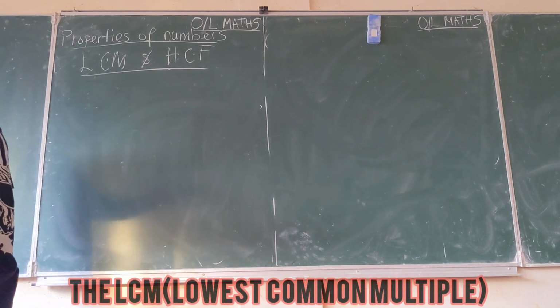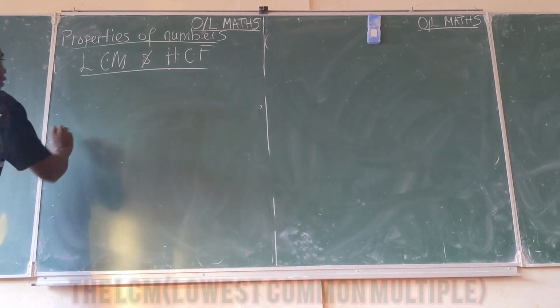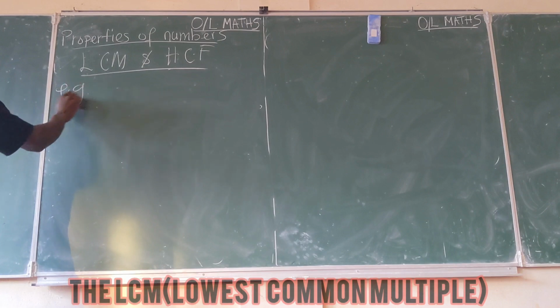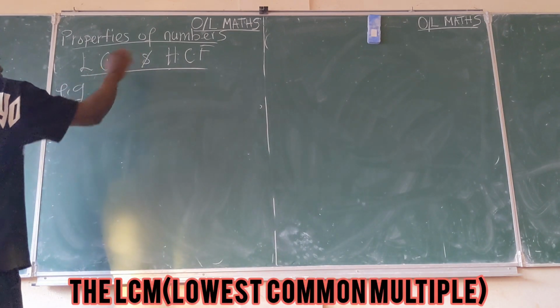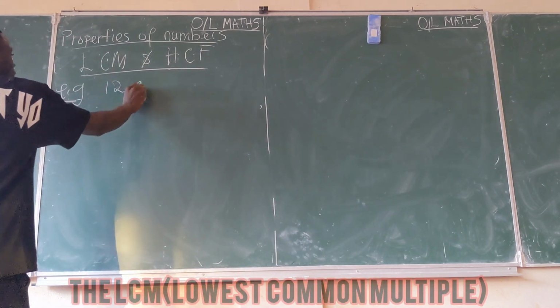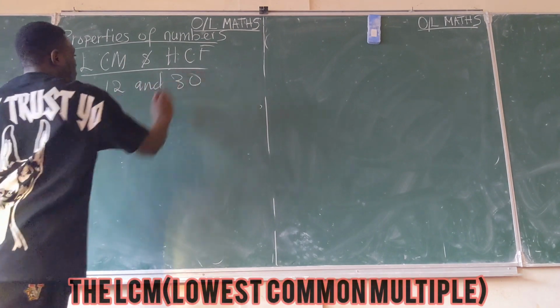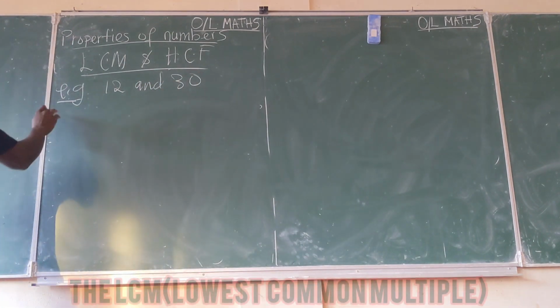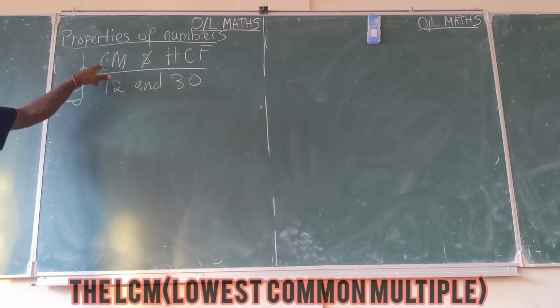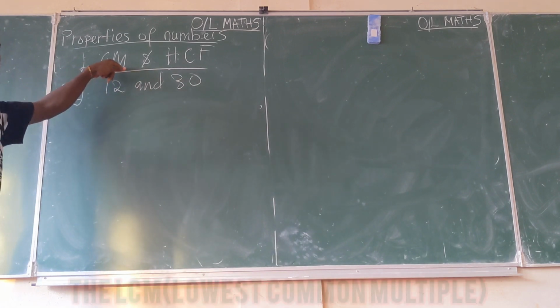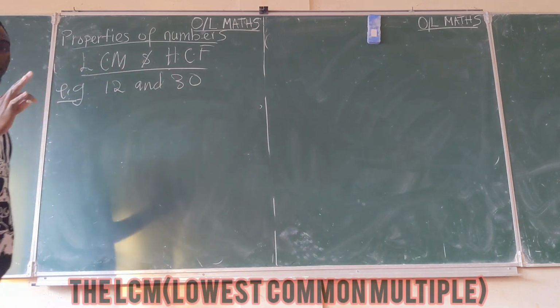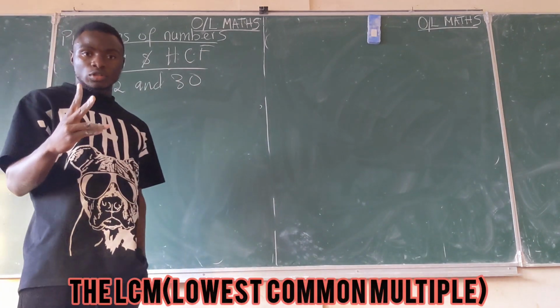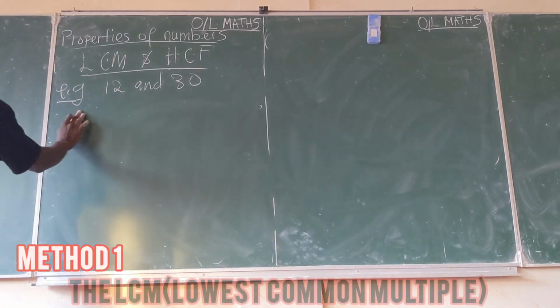Now, we are going to use an application build-up method, which simply means that we are going to use an example, which is going to say we are going to be looking for the LCM and HCF of 12 and 30. Okay? So, first of all, you have to know that LCM means the lowest common multiple. That means that if you want to look for LCM, we are going to be using two methods. So, let's begin with method 1.